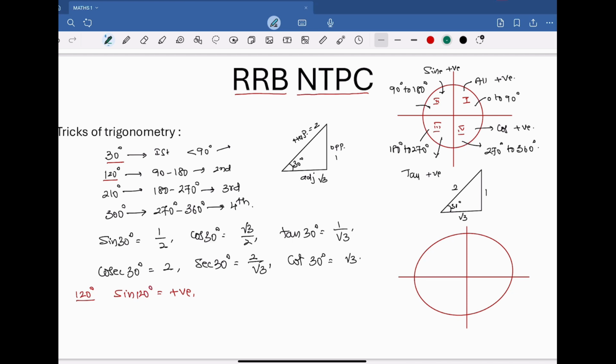This is going to represent the angle (120 degrees). And another also, this is for the second quadrant. For the first quadrant, just try to understand the concept.